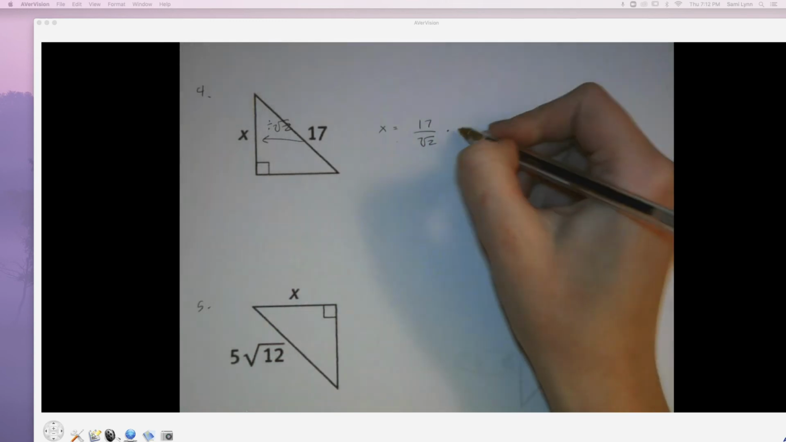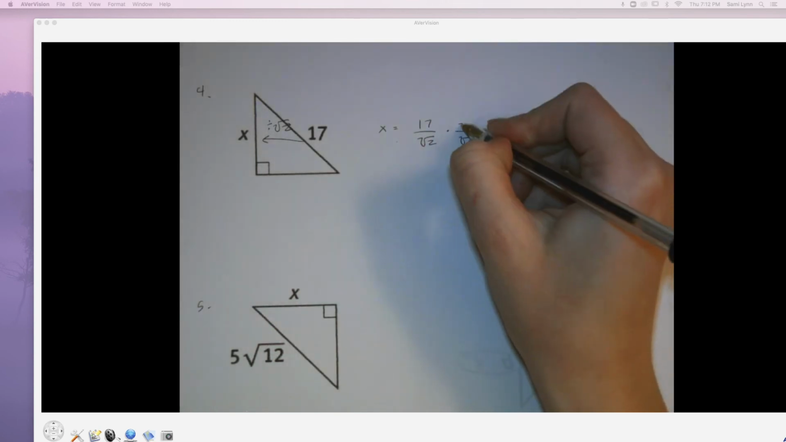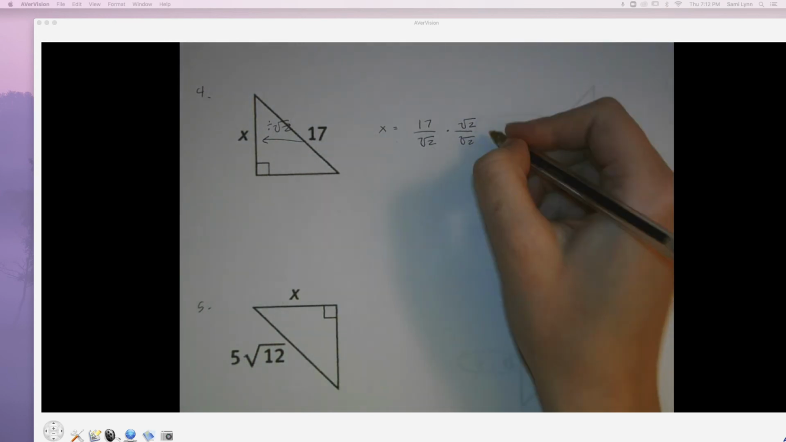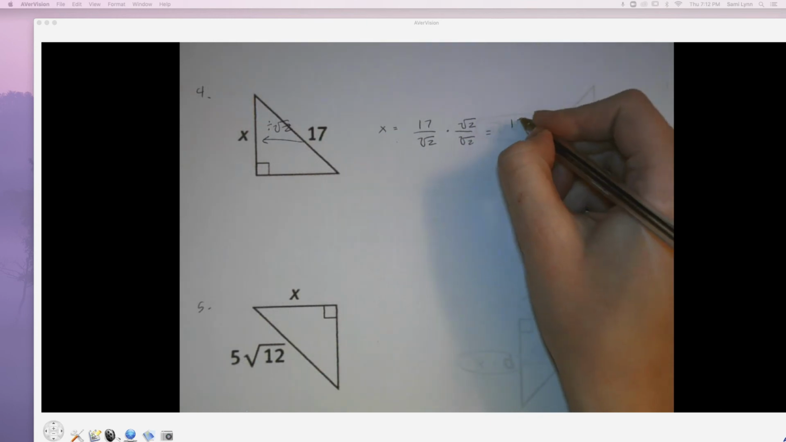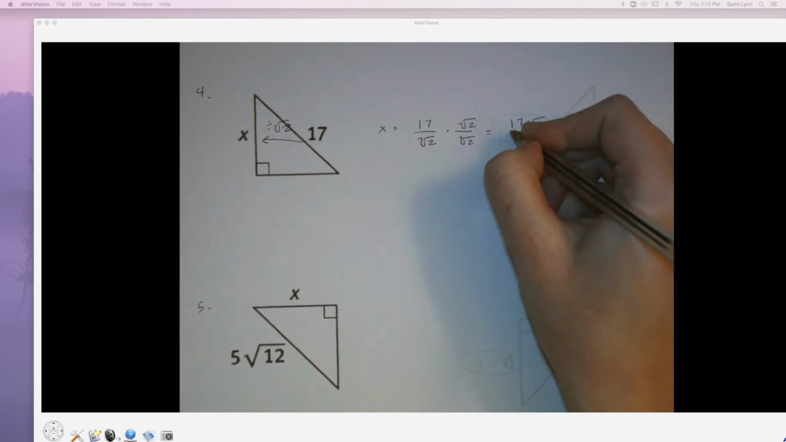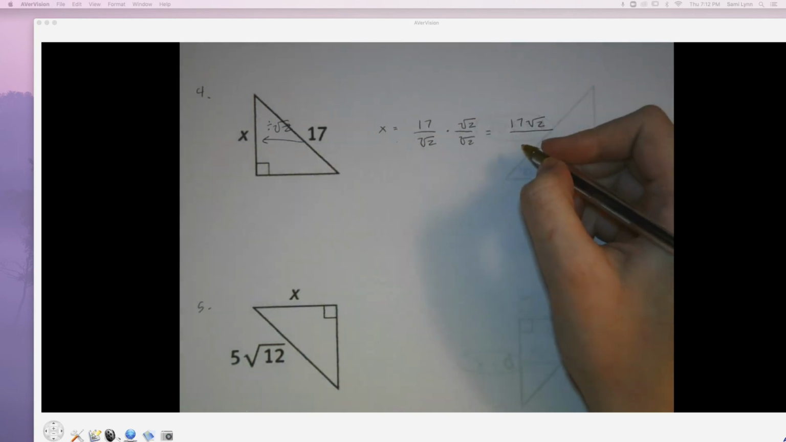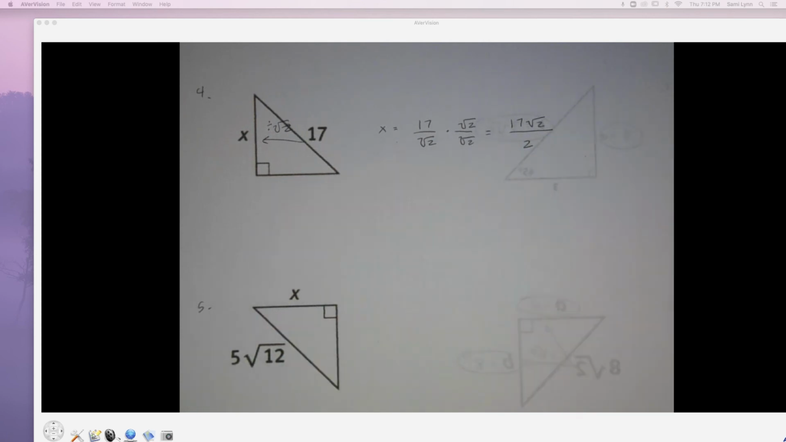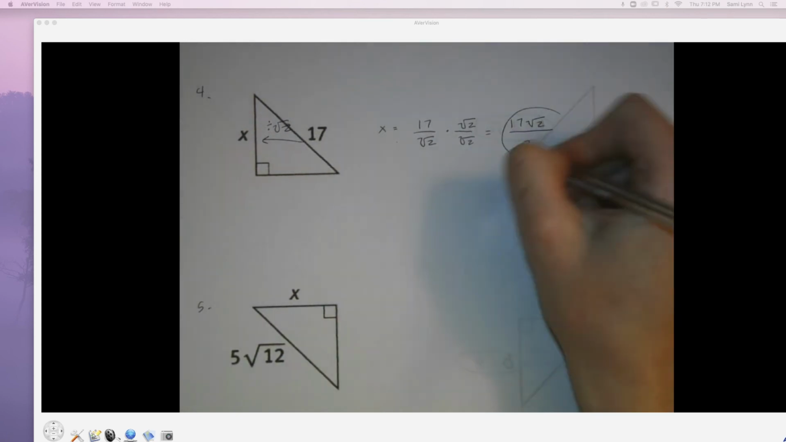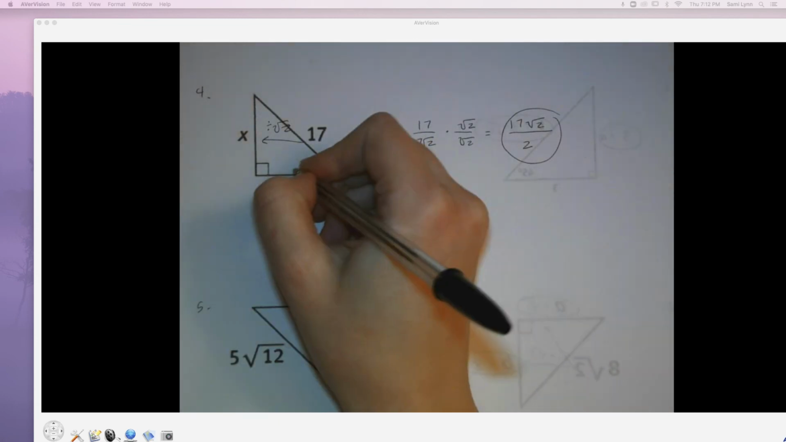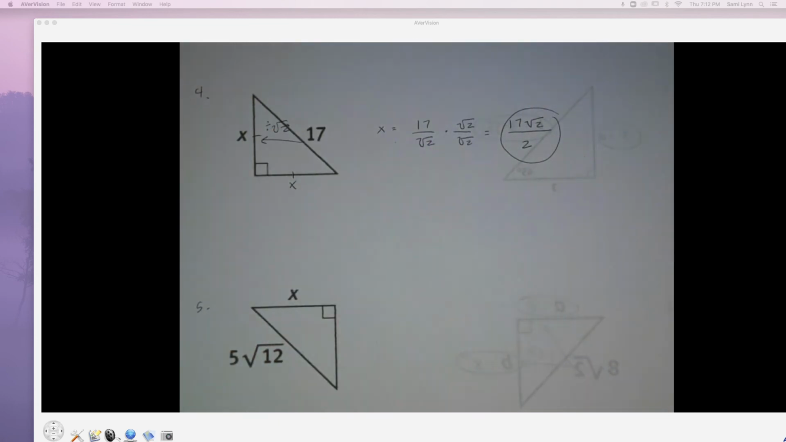So what do I have to do? I'm just going to multiply by a value of 1. And I know that if I multiply 2 roots together, they cancel each other out. So I'm going to get 17 root 2. And then what's root 2 times root 2? It would be the square root of 2 squared. The squared and the root cancel each other out. So I get 17 root 2 over 2. And that is my x value. That's the value for both of my sides. Remember, those are congruent. They're the same.